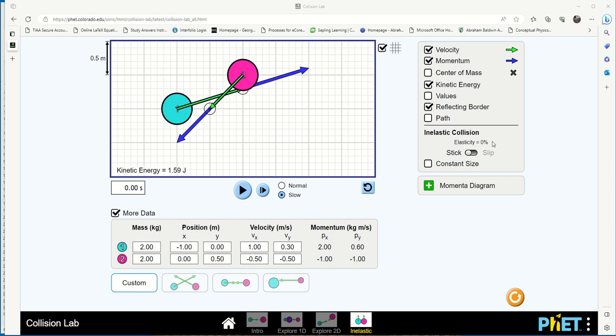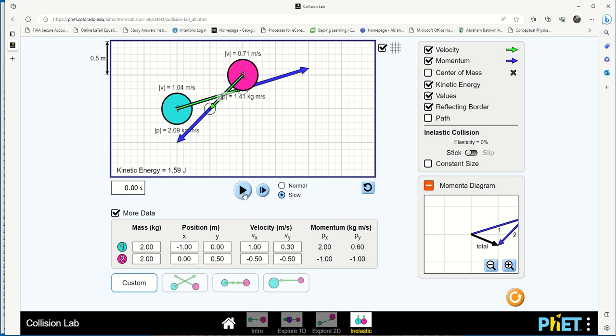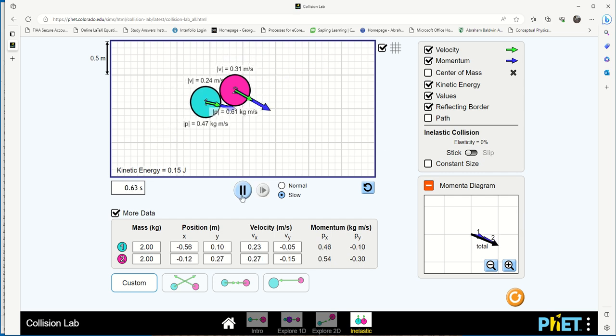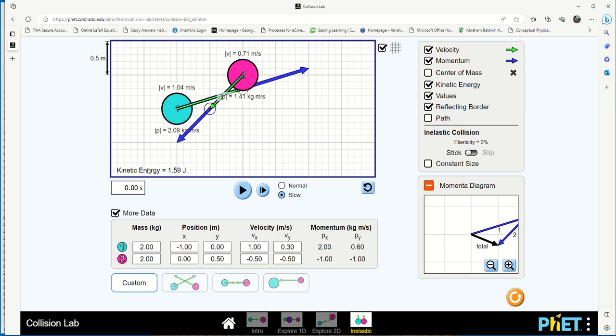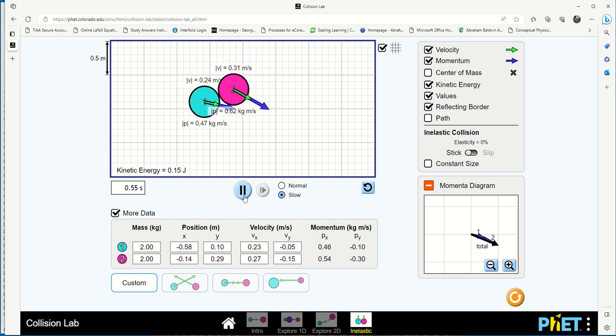It's a perfectly inelastic collision. Momentum diagram, you can look at it or not. Okay, I'm going to hit play. Oh, values. Okay, there we go. Hit play. Pause. There's the initial kinetic energy, after I hit restart. That's your KE initial. Then you hit play. After they collide, wait a second or two, hit pause. There we go. And again, now enter all your values, and you're good to go.